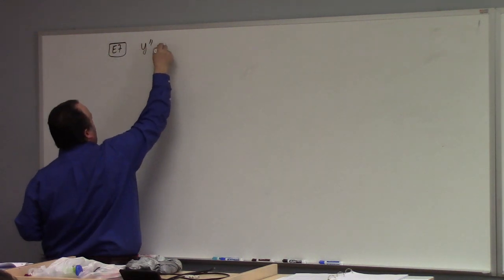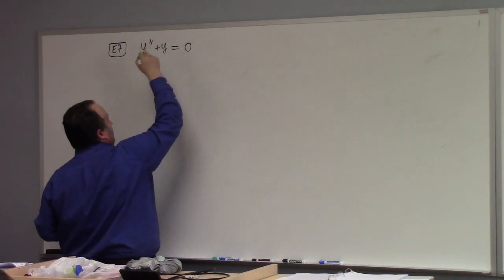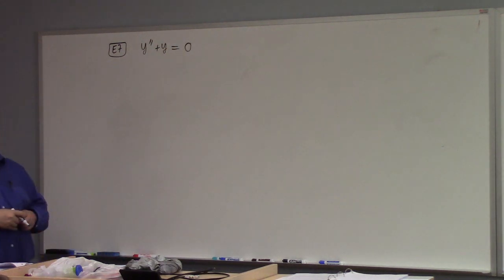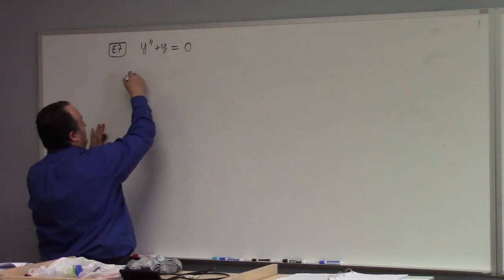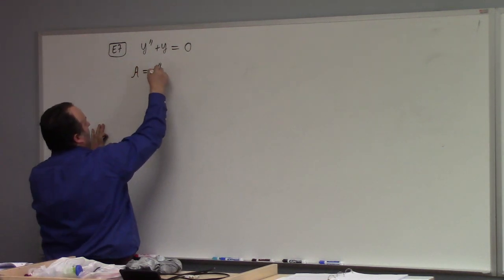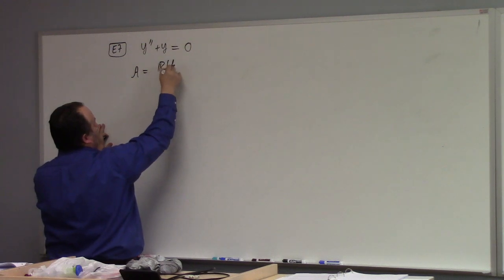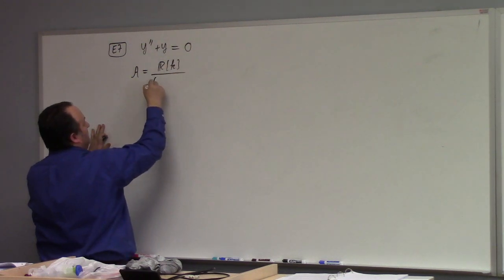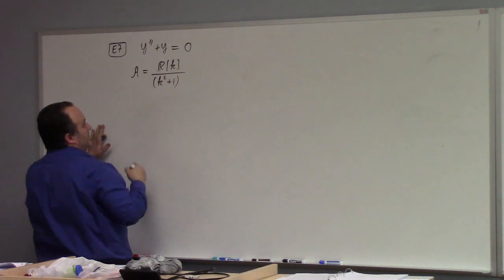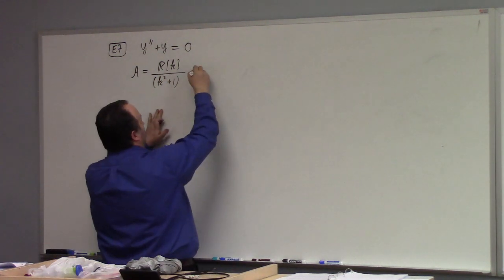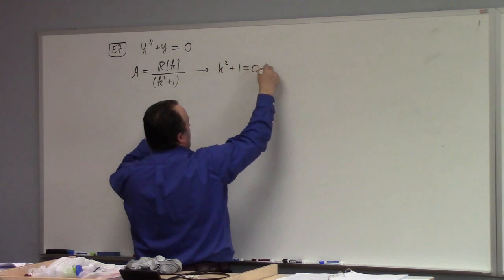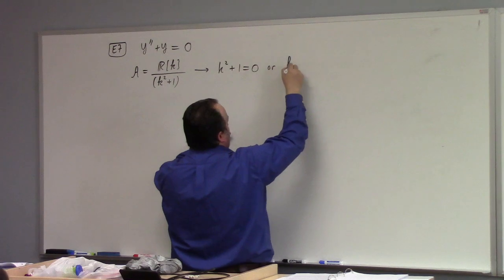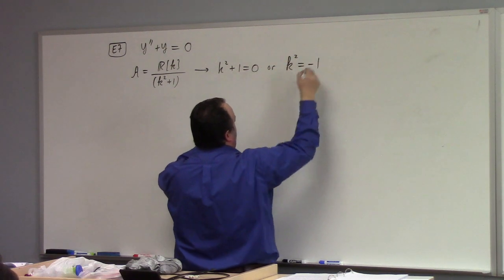Y prime prime plus y equals 0. So this time, my characteristic algebra looks like this: I take polynomials in k, and I work subject to the modulo condition k squared plus 1. Right? So in this algebra, k squared plus 1 is equal to 0, or if you prefer, k squared is equal to minus 1.